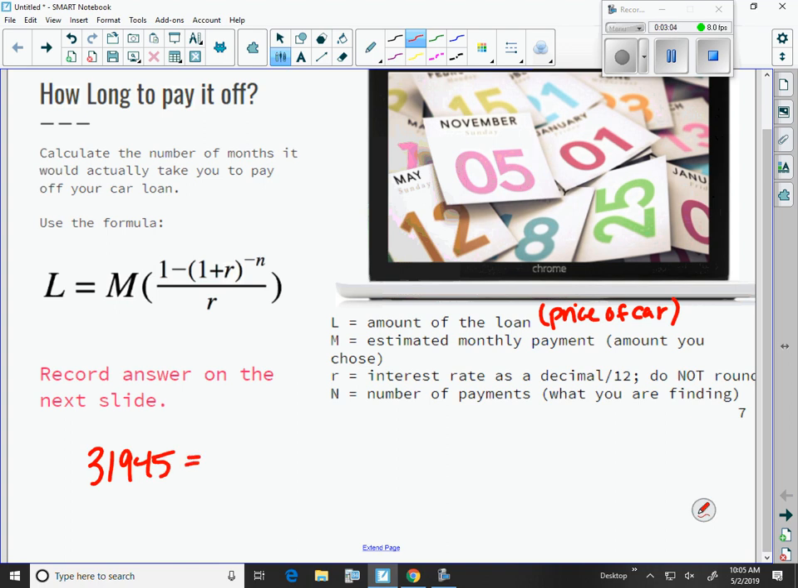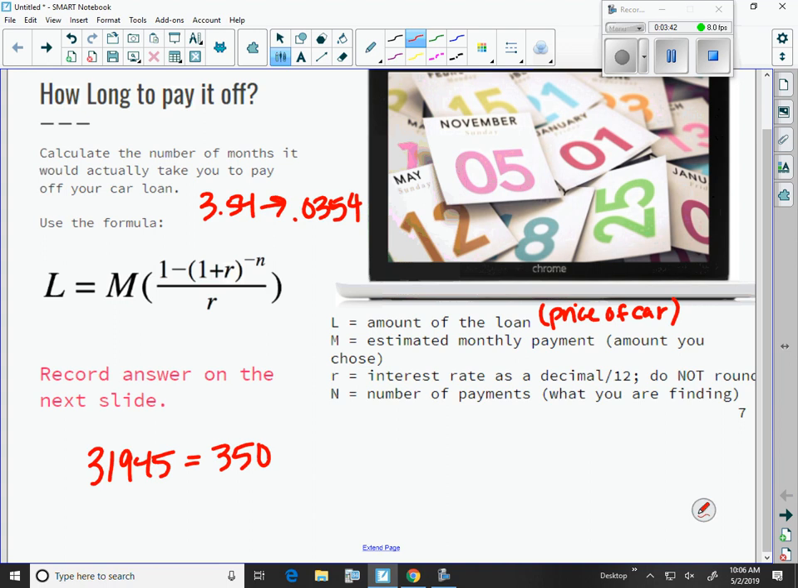Okay, M is the estimated monthly payment. You wrote that in. I wrote in $350 for my estimated monthly payment. So that will be your M. And then R is the interest rate as a decimal divided by 12. So my interest rate was 3.54%. So I'm going to use 0.0354. So that's what I'm going to use as my R value.